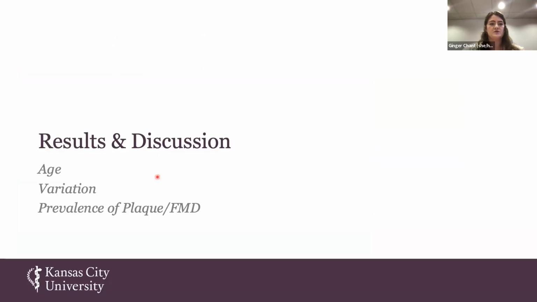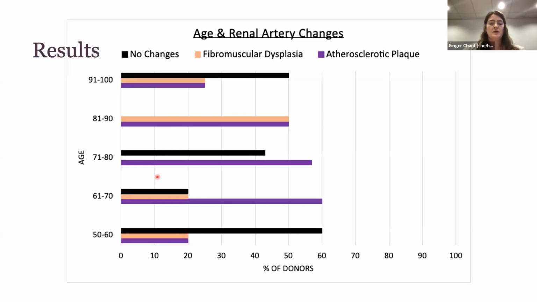Moving on to our results. This is a chart indicating the percentages of donors in each age category that had either atherosclerotic plaque or fibromuscular dysplasia. The purple is plaque, the orange is dysplasia, and black showed no renal artery changes. In this youngest age group, starting at age 50, there was a higher prevalence of no renal artery changes, which is not too surprising.